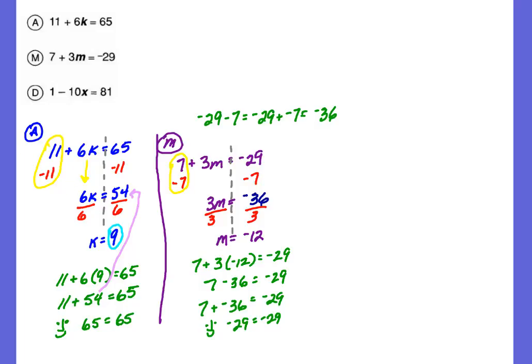All right, so I can be confident when I get back to the front that negative 12 is the answer for m. Last one.